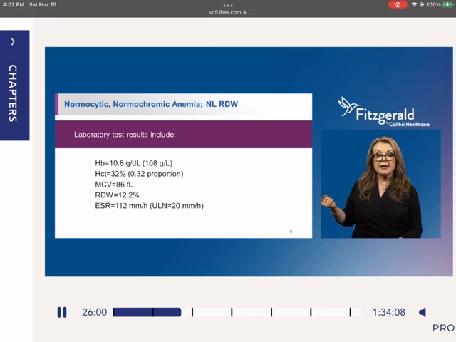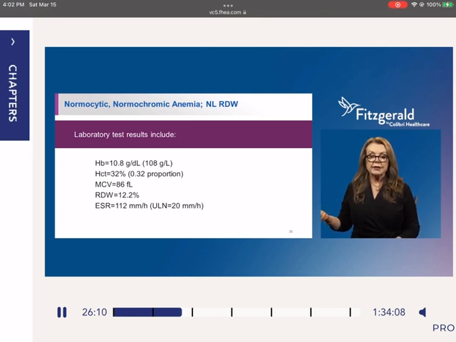And her SED rate is 112, upper limits of normal is 20. What do we know here then? Normocytic, normochromic anemia, normal limit RDW in a woman with marked systemic inflammation.